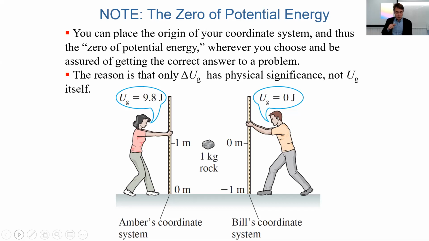What happens in Amber's coordinate system is that it starts off with positive gravitational potential energy and then goes down to 0, and that gets converted into kinetic. For Bill's coordinate system, the rock starts out with no gravitational potential energy, 0. But then its gravitational energy becomes negative. And when it goes negative, then it's decreasing. And so the same amount of energy gets converted to kinetic. It's just two mathematical ways of describing the same situation. It still hurts your foot just as much when the rock hits your foot.